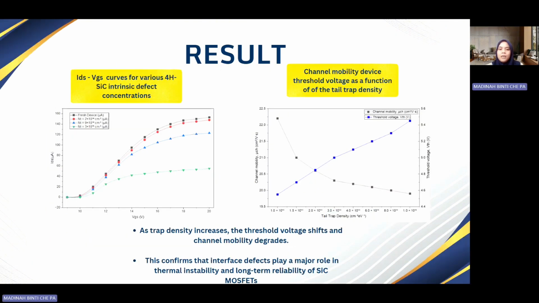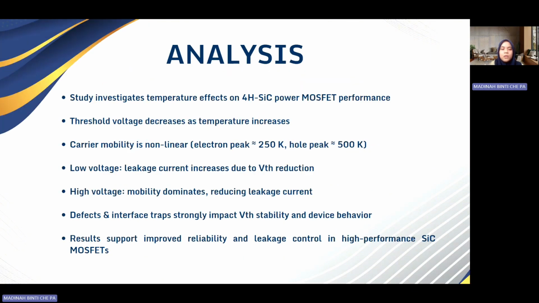The next result shows the effect of intrinsic defect concentration and trap density. As trap density increases, the threshold voltage shifts and the channel degrades. This confirms that interface defects play a major role in the thermal instability and long-term reliability of silicon carbide MOSFETs. First, the threshold voltage decreases. This happens because higher temperature energy makes it easier for carriers to form the channel, which reduces the gate voltage required to turn on the device.